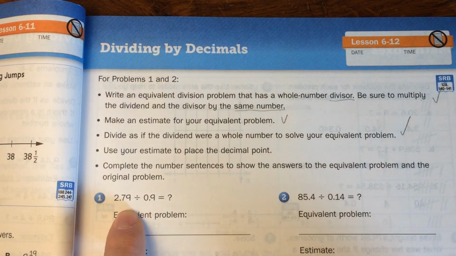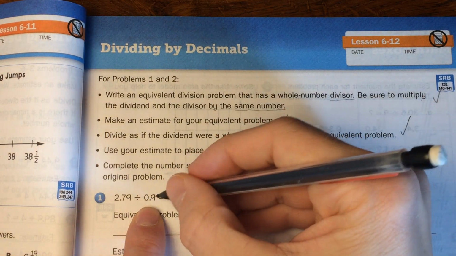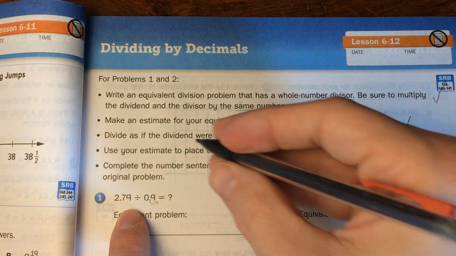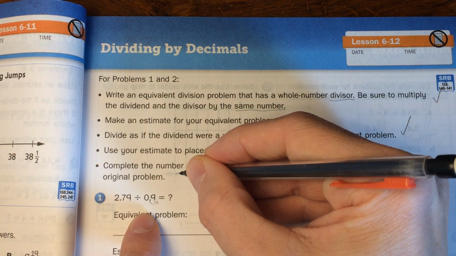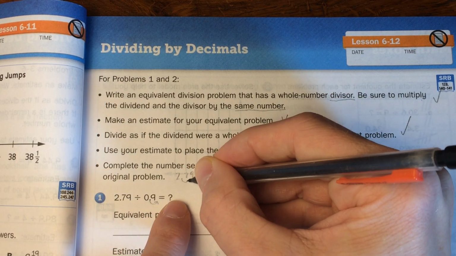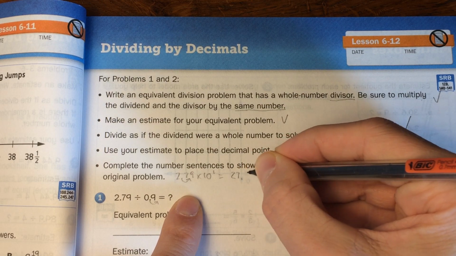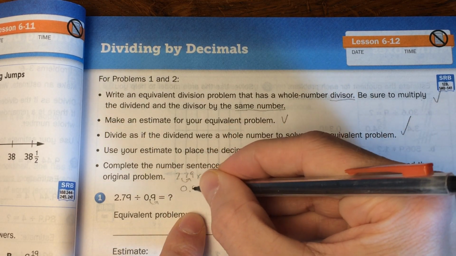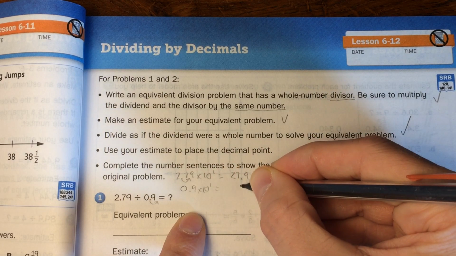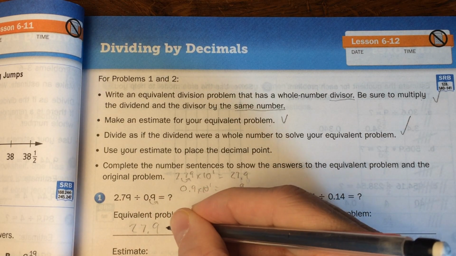To find an equivalent problem for number 1, it looks like we need to move the decimal point 1 place. That looks to be an exponent of 1. If you multiply both of these by a power of 10, 2.79 times 10 to the first means move this 1 spot, and that turns into 27.9. And 0.9 times 10 to the first would equal just 9. So your equivalent problem is going to be 27.9 divided by 9.